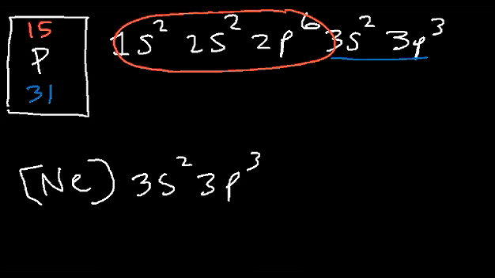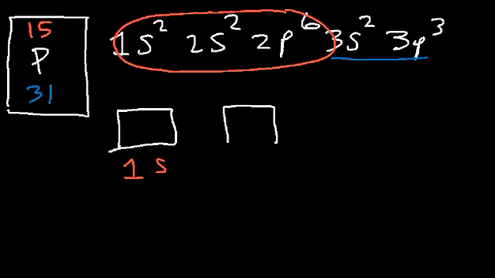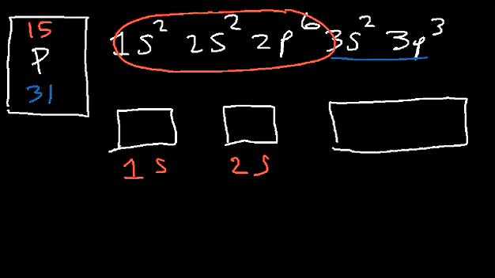Now, how can we write the orbital diagram for phosphorus? Let's start with 1s. So we have the 1s box and 2s. Remember, s has only one orbital. Next we have 2p. P has 3 orbitals. And then it's 3s. And then 3p.